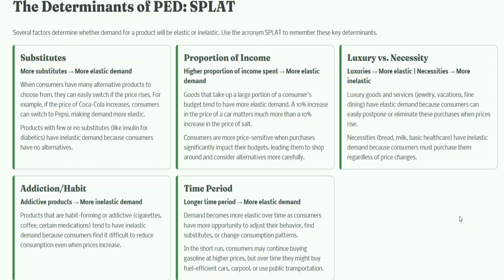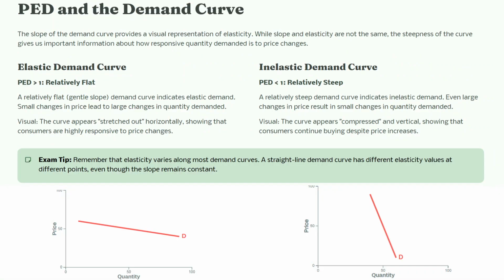The elasticity of demand is reflected in the steepness of the demand curve. 1. A relatively flat demand curve represents elastic demand. A small change in price leads to a huge change in quantity. 2. A relatively steep demand curve represents inelastic demand. A large change in price leads to only a small change in quantity. There are also two extreme theoretical cases. A perfectly horizontal line is perfectly elastic, and a perfectly vertical line is perfectly inelastic.